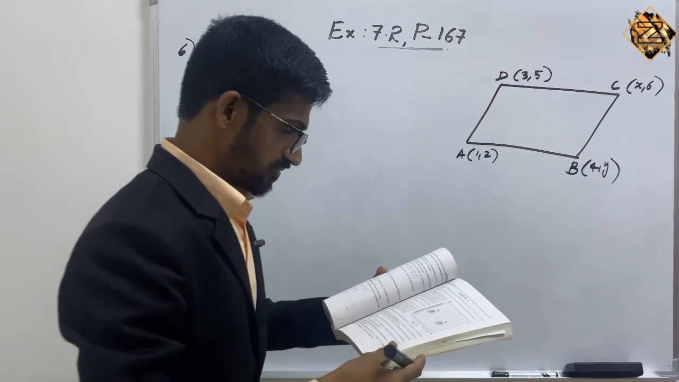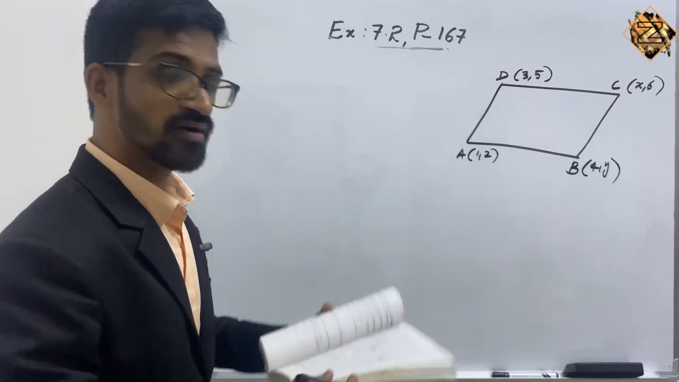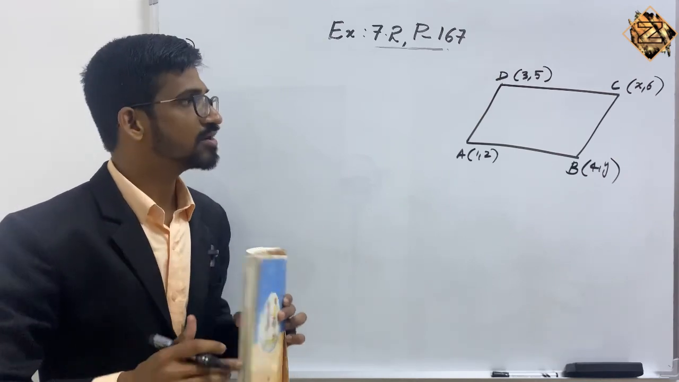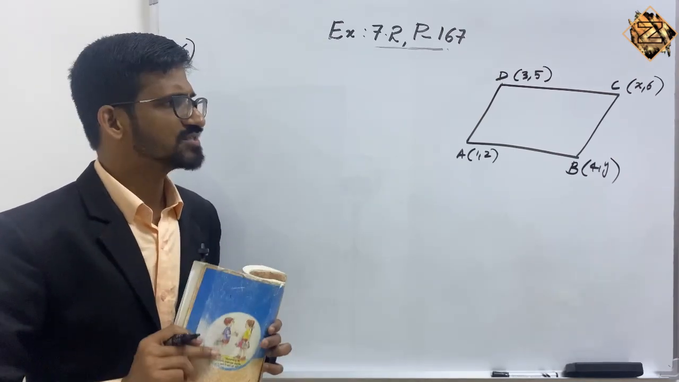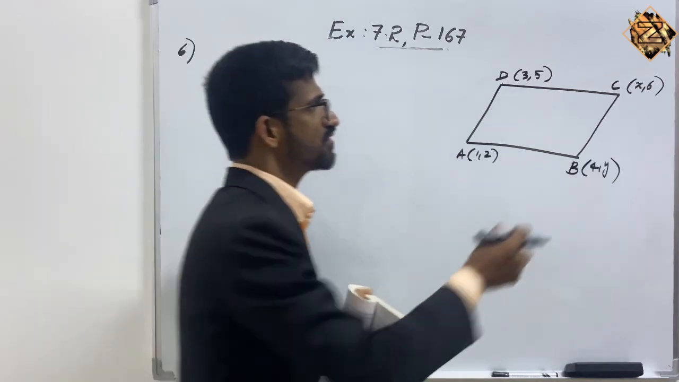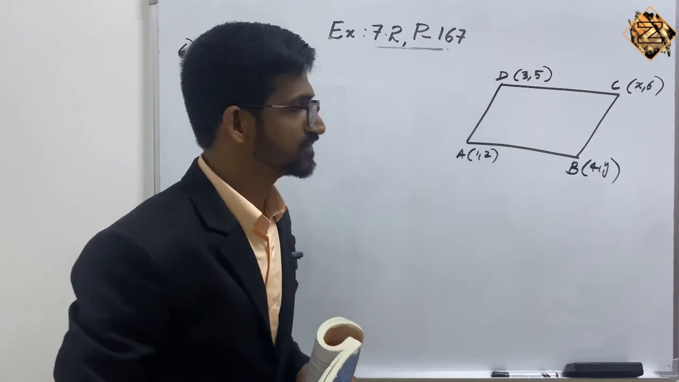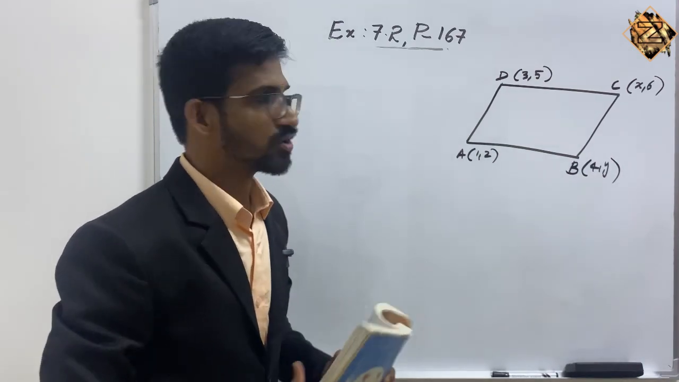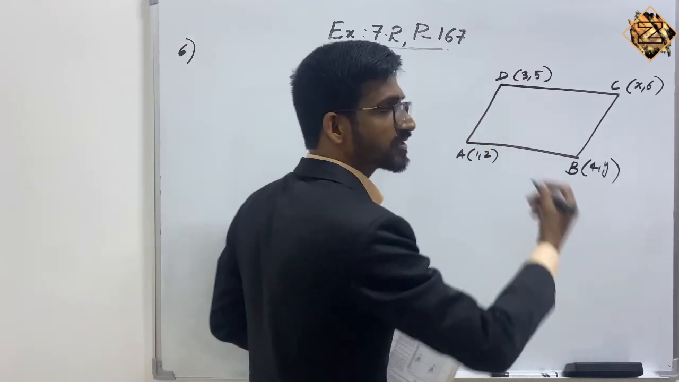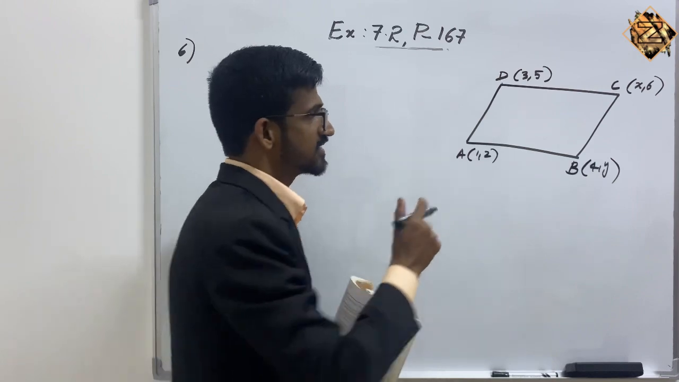Okay, (1, 2), (4, y), (x, 6) and (3, 5) are the coordinates of the vertices of the parallelogram taken in order. So here the question is, find the values of x and y. We have to find the x of the C coordinate and the y of the B coordinate. For that, the property of the parallelogram we will apply is that the diagonals of the parallelogram bisect each other.